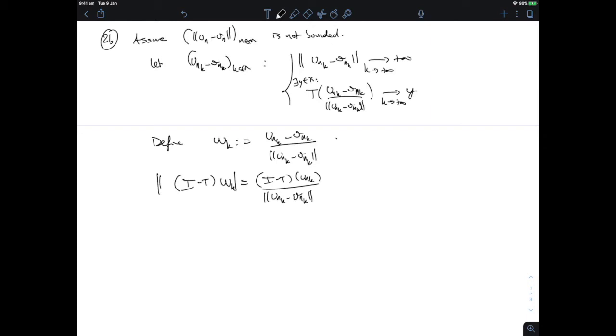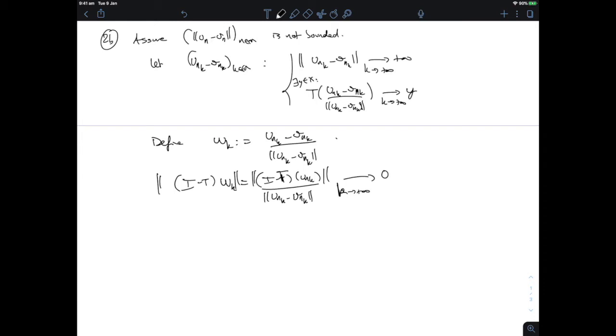And so if I take the norm of that, this has to go to 0 as n goes to infinity, because (I minus T) of u_nk tends to f as k goes to infinity. Okay, so (I minus T) of w_k goes to 0, and T of w_k goes to y.